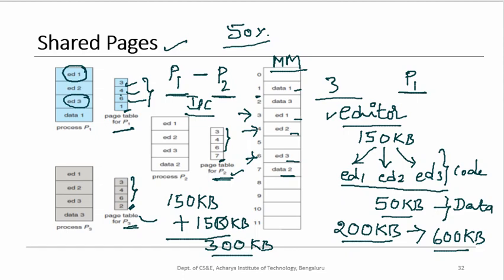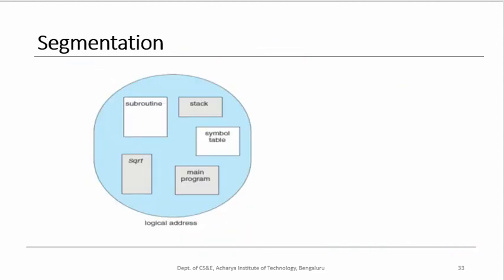Now let me go to another memory allocation approach, which is non-contiguous memory allocation, called segmentation. Let us try to understand the difference between paging and segmentation, compare them and try to infer which one is better. Okay, let's look at the segmentation technique for memory allocation.